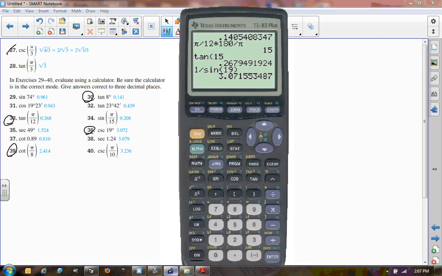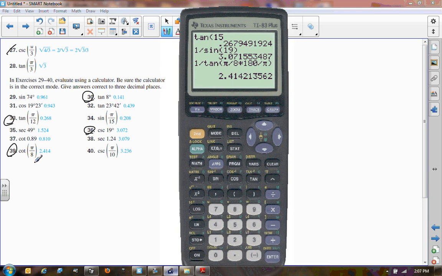Cotangent. I don't have a cotangent key. So I've got to go 1 over tangent of, I've got pi over 8, but I want to convert that to degrees, so it's got to be 1 over 180 over pi. You can do it all in one keystroke. To get your answer, 2.41.